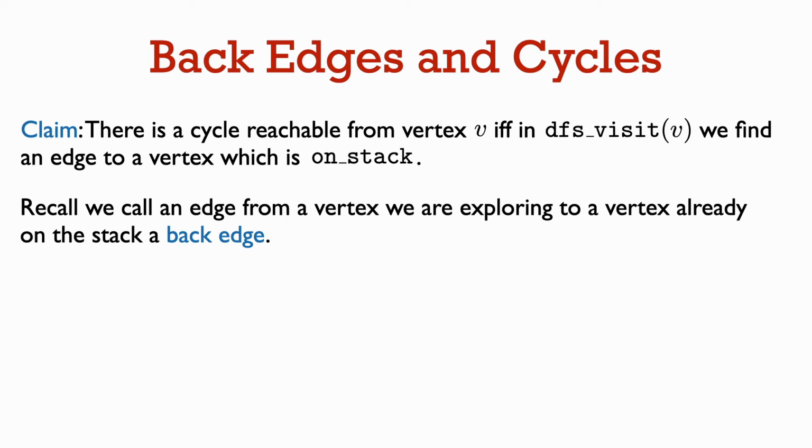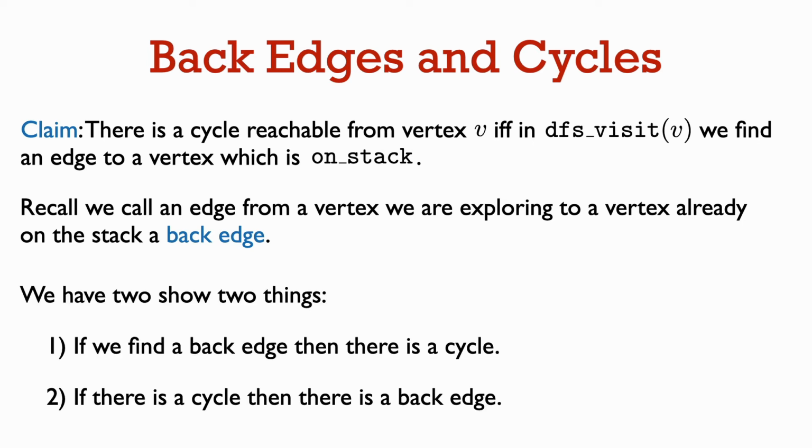And we've now seen how we can modify the basic version of depth first search to detect a back edge. So what remains to do is to see why this claim is true. So for this kind of if and only if characterization, we have to show two things. The first is that if we find a back edge, then there is a cycle. And the second is that if there is a cycle, then there is a back edge. Okay, so I'm going to show these two things separately.